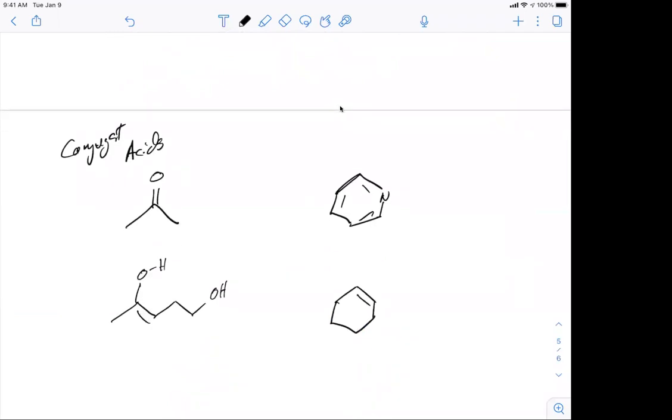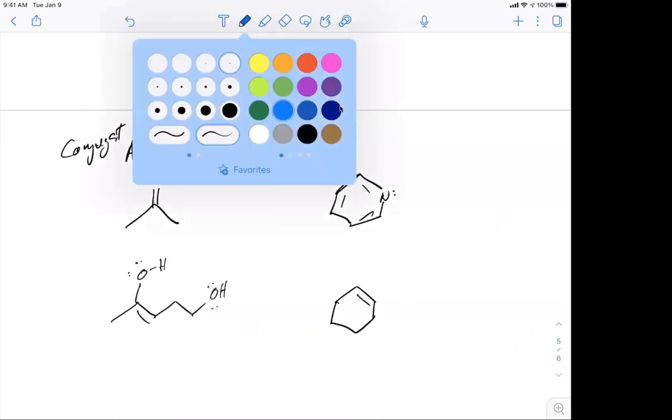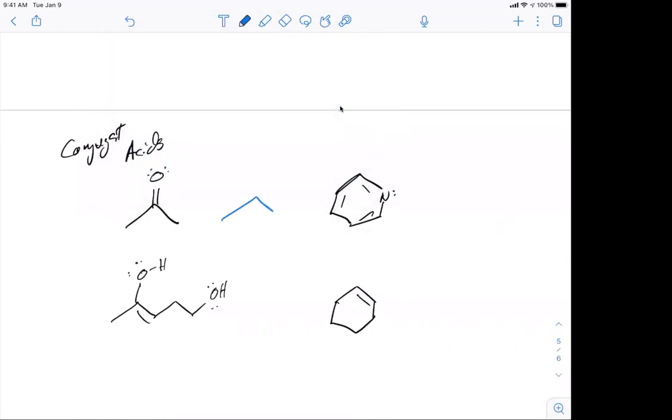So our conjugate acids, we're going to look at the place that we could protonate to give us the most stable groups. So I'm going to put my lone pairs in. So we want to look at those. So for the ketone, protonating the alcohol, right, gives us the most stable positive. In the pyridine, we're going to protonate the nitrogen.